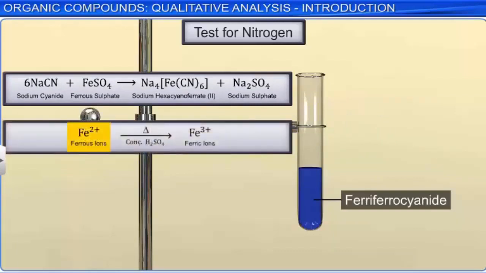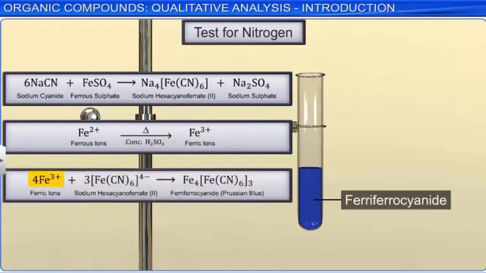Ferrous ions are oxidized to ferric ions when heated with concentrated sulfuric acid. These ferric ions react with sodium hexacyanoferrate 2 to produce Prussian blue coloration of ferriferrocyanide, that is, iron 3 hexacyanoferrate 2. The Prussian blue coloration confirms the presence of nitrogen in the organic compound.